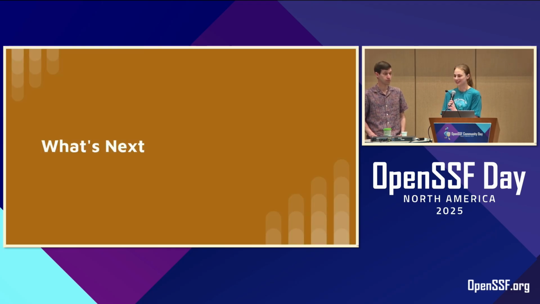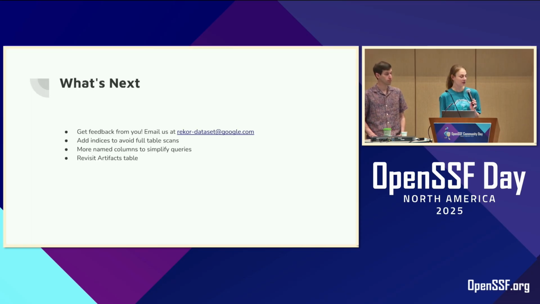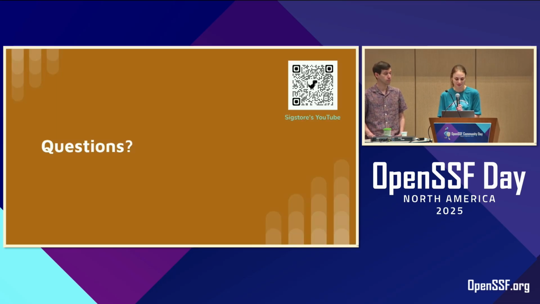Well, that about does it. We've got a few updates that we plan to make in the coming months. First of all, as you start using this dataset, if you have any questions or feedback, you can reach us over email. With some early testing of the table, we've noticed that many simple queries require a full table scan, which can become costly over time. So we're going to look into adding more indices. We'll also look into adding more named columns to simplify queries. And finally, as we mentioned, we'll be revisiting the artifacts table.